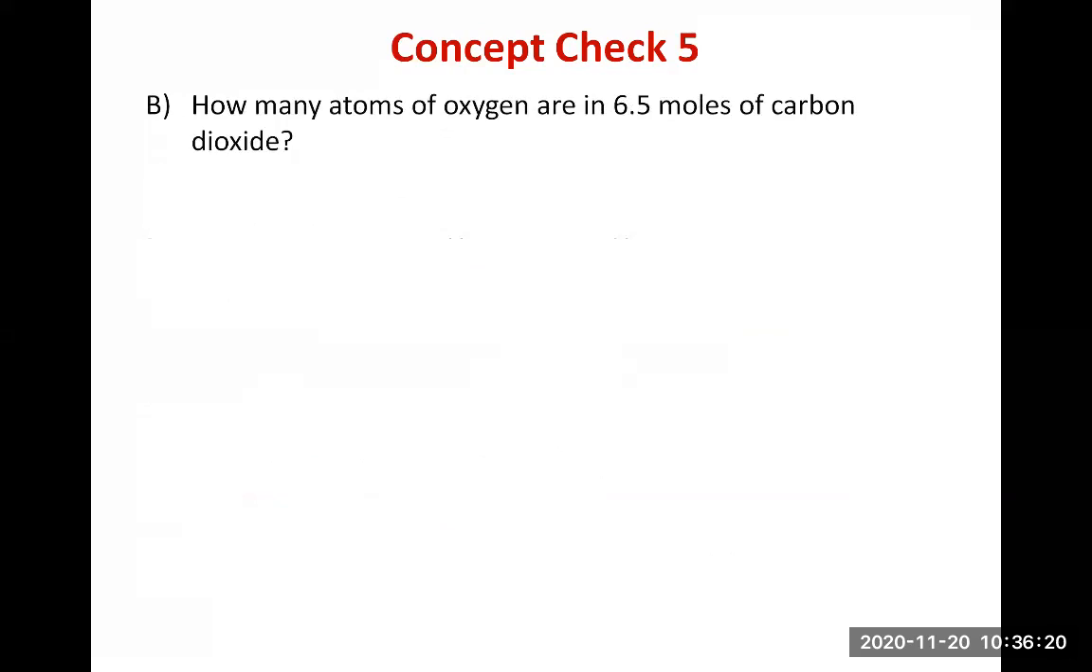So concept check B. How many atoms of hydrogens are in 6.5 moles of carbon dioxide? So the amount that is given here is a number of moles of CO2. Carbon dioxide is CO2. And we want to know the number of atoms of oxygen only. So here, be careful, it's atoms of oxygen that are asked for, not moles.